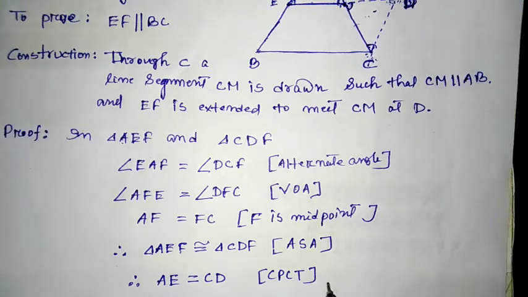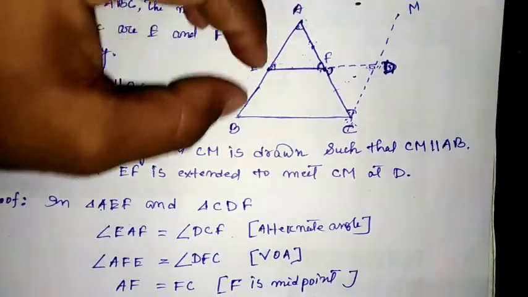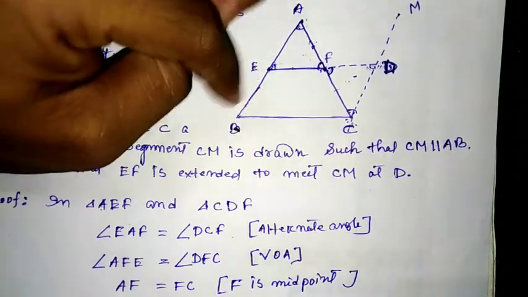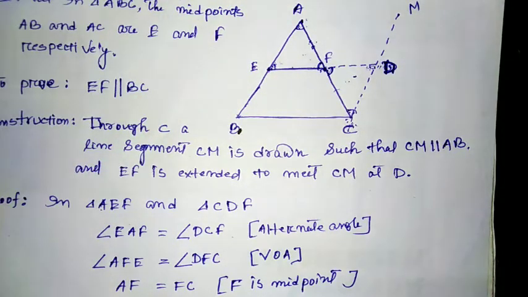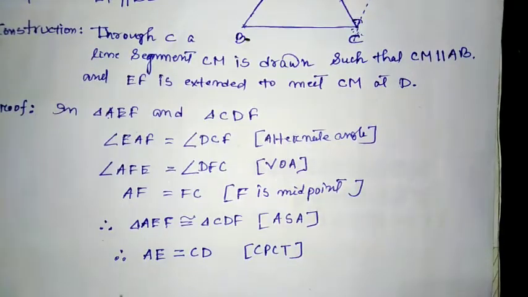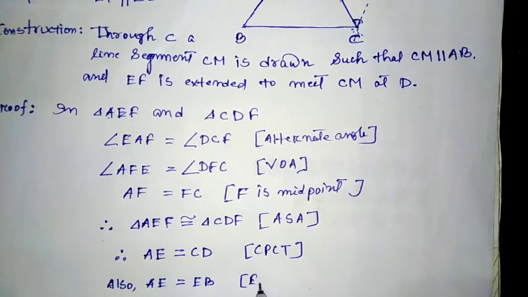Now see one more thing, AE is equal to EB also, yes or not? Yes. Also what can we write? AE is equal to EB. Why? E is midpoint of AB, no? If E is midpoint, then the two parts are equal. Now see, from these two equations, AE is equal to CD, AE is equal to EB. That means these two sides will be equal. That means CD will be equal to EB. Yes or not?